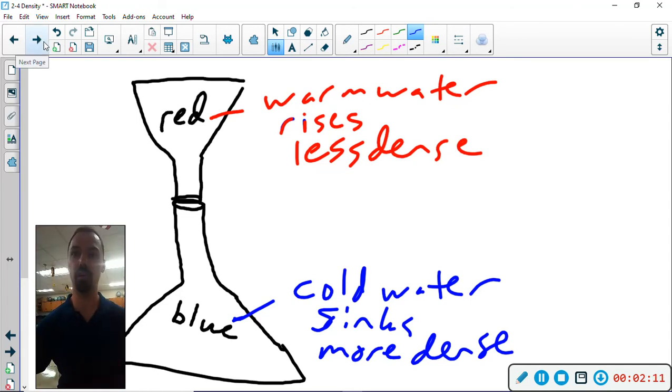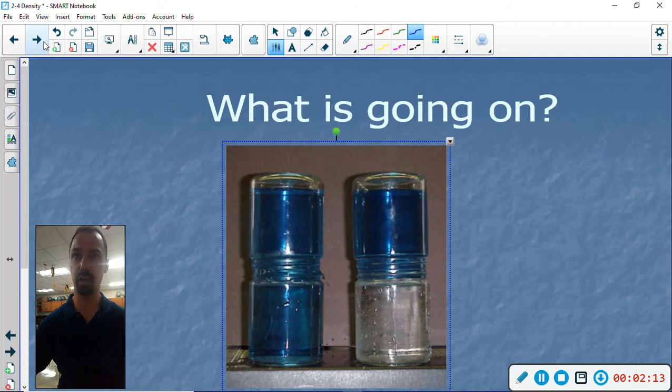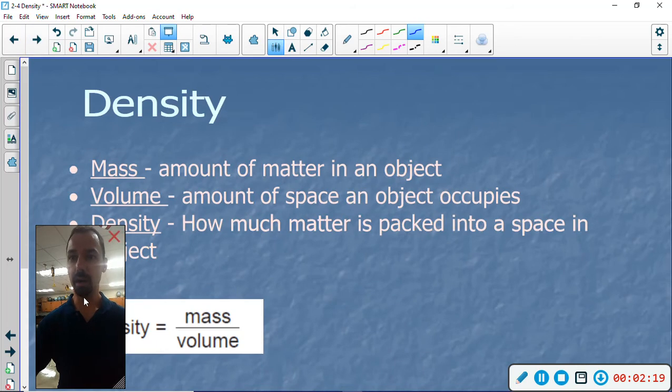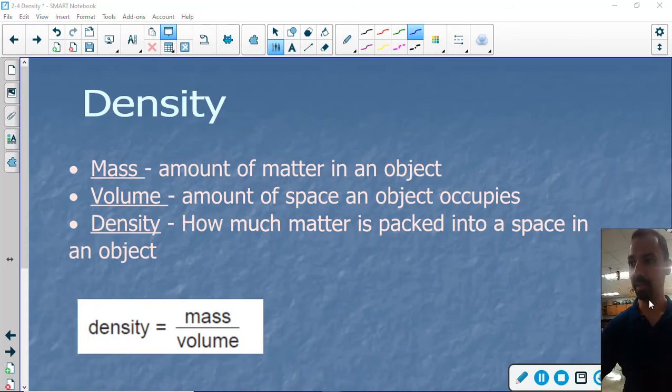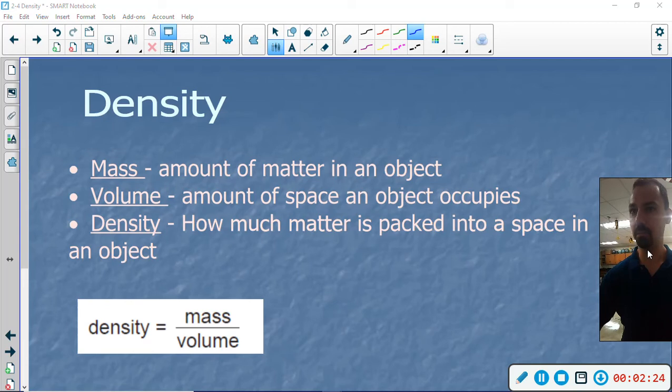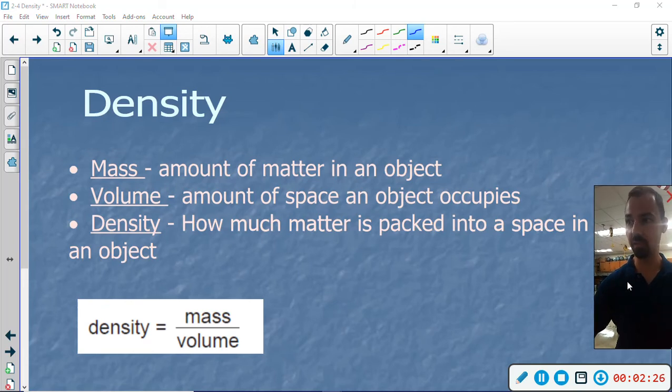All right, so let's talk about what that means. So that's what that experiment was, just with clear and blue this time around. Same idea. All right, so what is density? Density basically is the combination of mass and volume. So just to remind you again, mass is the amount of matter or particles in the substance, whereas volume is the amount of space the object occupies. So density is how much matter is packed into a space in an object.